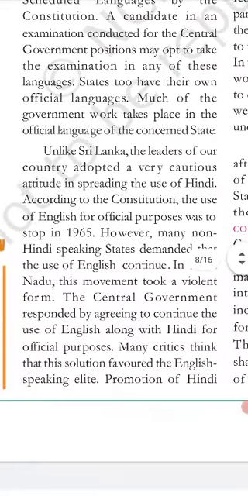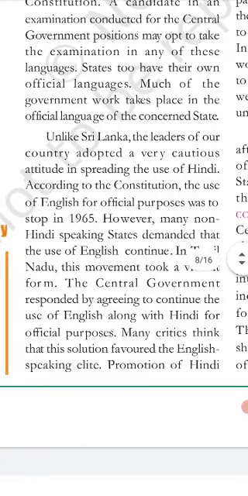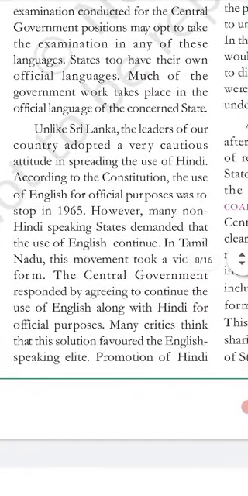According to the constitution, the use of English for official purposes was to stop, इसको stop करना था, in 1965. However, many non-Hindi speaking states demanded that the use of English continue.